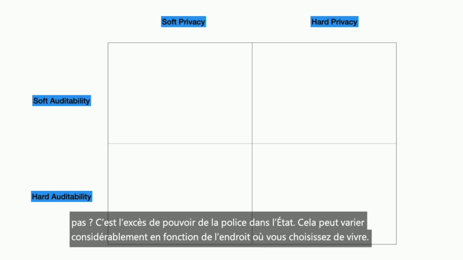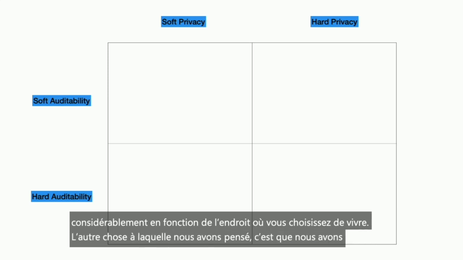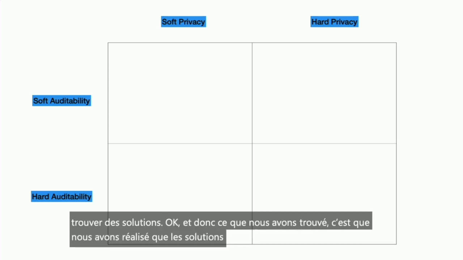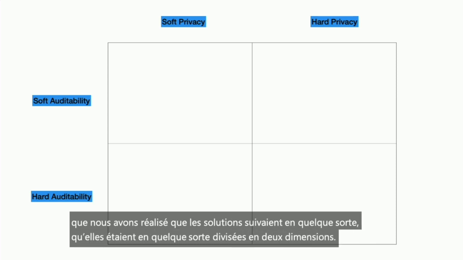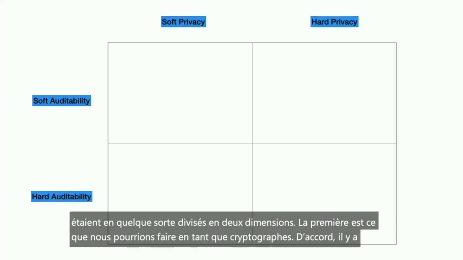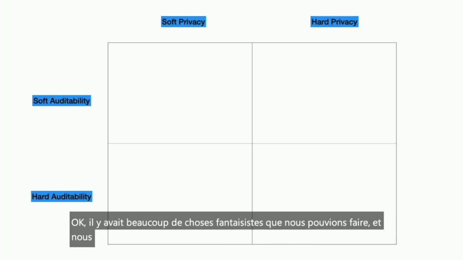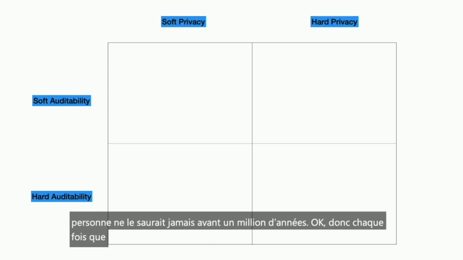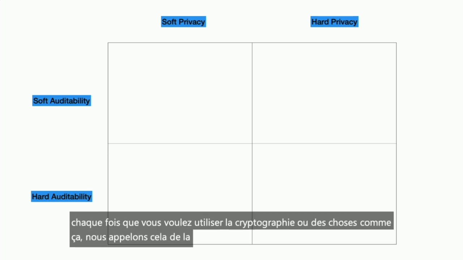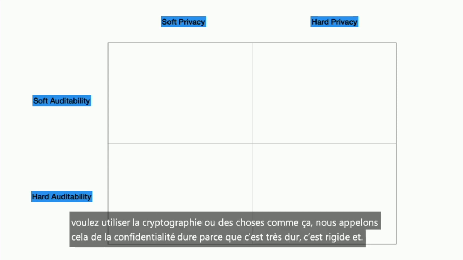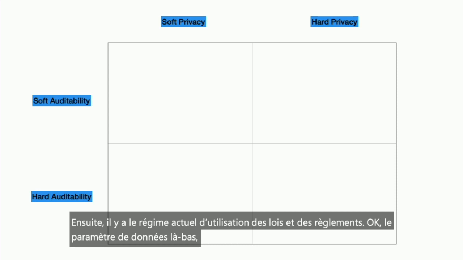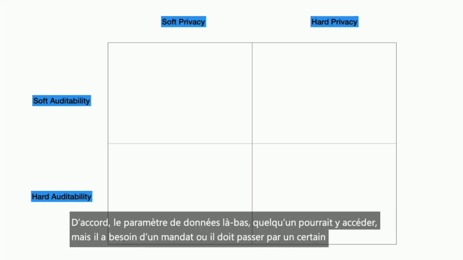The other thing we thought about is we tried to think about solutions, okay? And so what we came up with is we realized that solutions were getting split in two dimensions. Okay, so the first is what we could do as cryptographers. There's a lot of fancy things that we can do, and we can really lock data down so nobody will ever know that for a million years. Okay, so anytime you want to use cryptography or things like that, we call that hard privacy because it's very hard, it's rigid. And then there's the current regime of using laws and regulation. Okay, the data's sitting there, someone could access it, but they need a warrant or they need to go through some process. So that we call soft privacy.